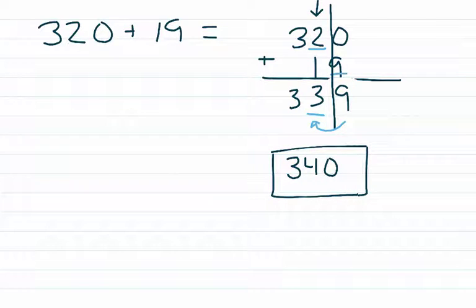Now I would like you to note that this is not 34. This 0, while it's not significant, is extremely important. There's a big difference between 34 and 340.